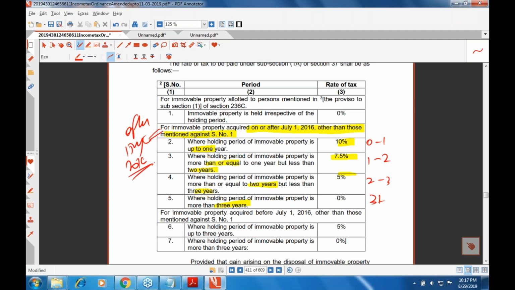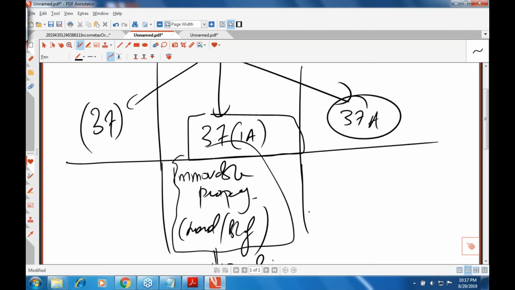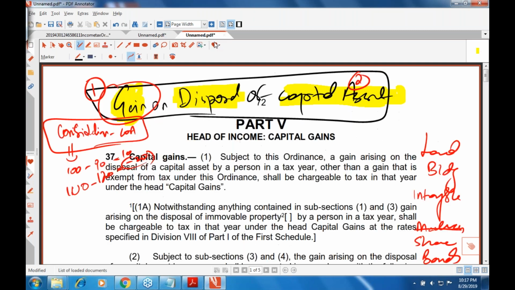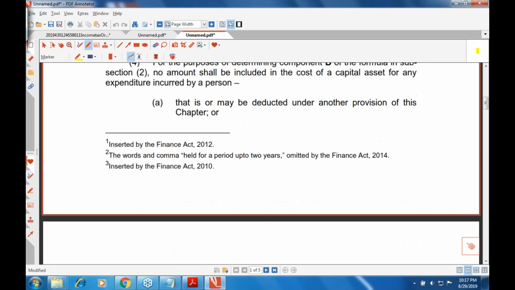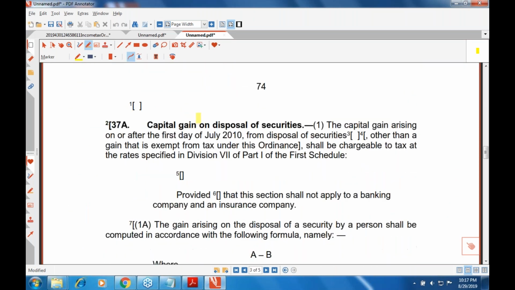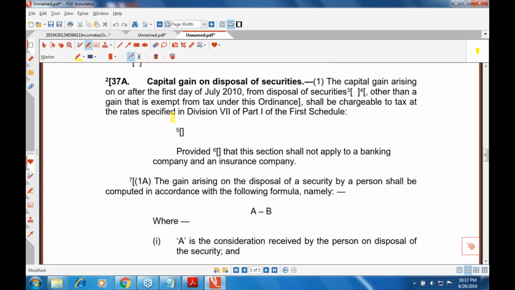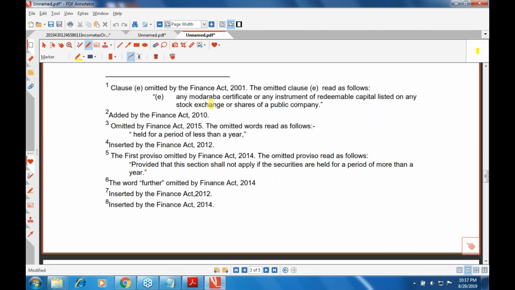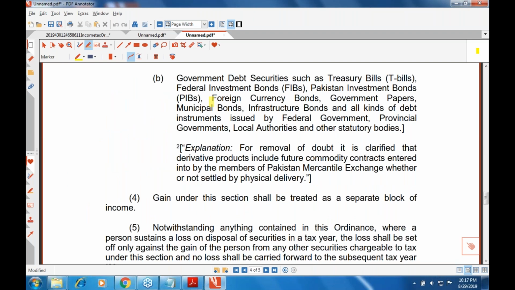Now, what is the second type, which is section 37A, the capital gain on the disposal of securities. Let's try to understand what exactly the capital gain on the disposal of securities is. First of all, you need to understand the definition of securities as per section 37A. What do we mean by securities? Let's try to understand.